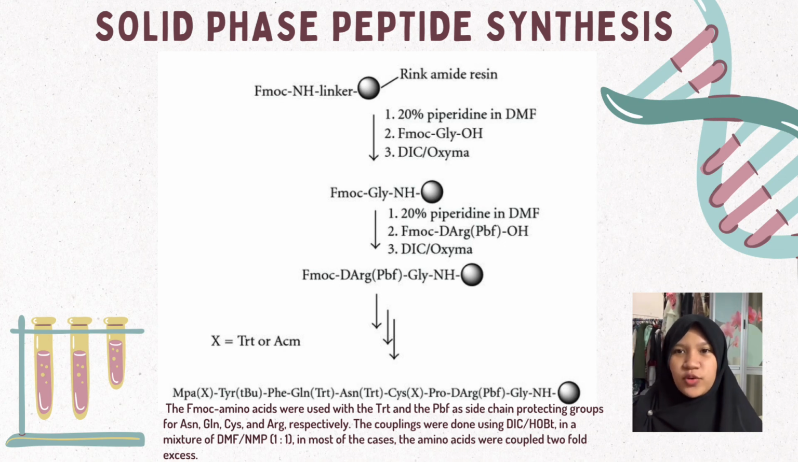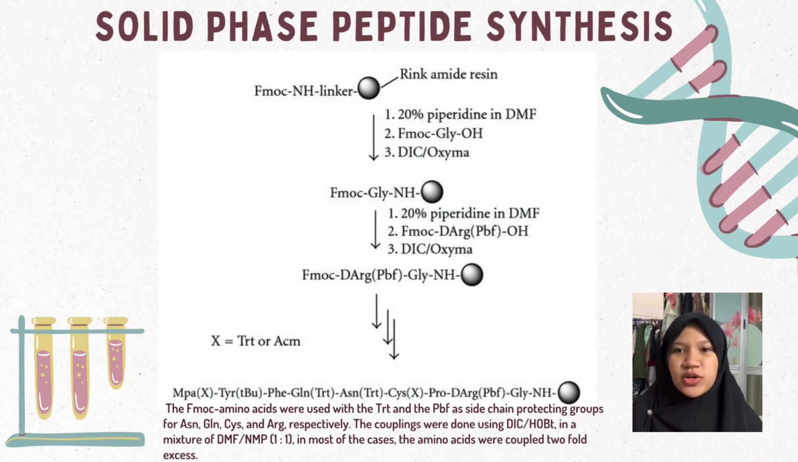So here is the flow of solid phase peptide synthesis of desmopressin. As we can see, the Fmoc amino acids were used with trityl and Pbf as side chain protecting groups for asparagine, glutamine, cysteine, and arginine respectively. The couplings were done using DIC in a mixture with DMF at a ratio of 1:1 in most of the cases, as the amino acids were coupled to full excess. For the amino acid side chains, protective groups are used to prevent undesired reactions.